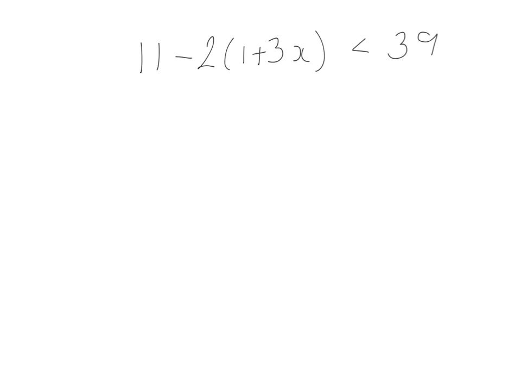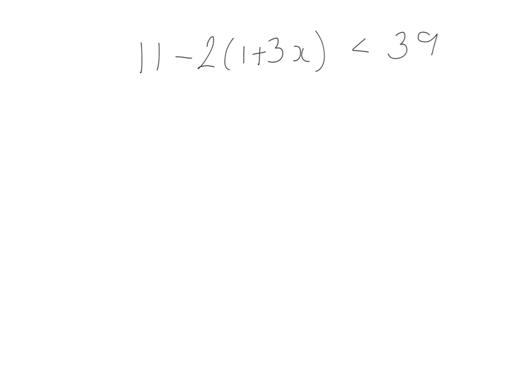Okay, this final example I have taken from the National 5 2015 paper 1. This is question 2 and it's worth 3 marks. We've got to solve the inequation 11 take away 2 bracket 1 plus 3x is less than 39. So first thing we're going to need to do is obviously multiply out this bracket.